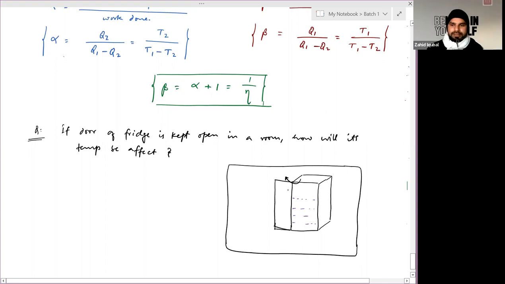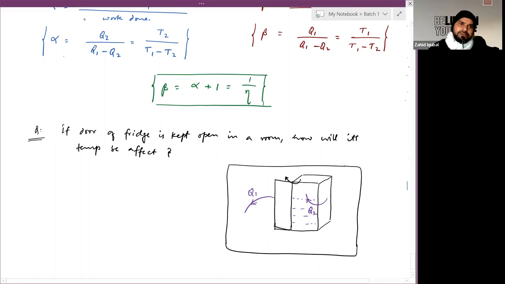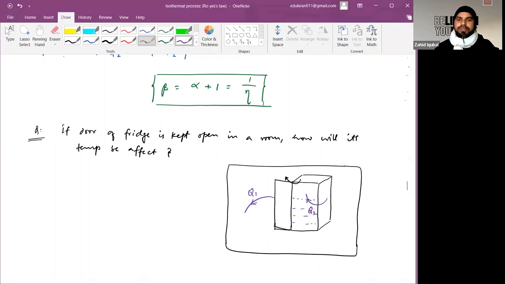If you open the door of this particular fridge, this cabin and this entire room will act as a common system. So it will absorb Q2 amount of heat from the surrounding, and by adding work from the compressor, it will eject a larger amount of heat into the same room. So in each cycle, the work done by the compressor will increase the temperature of the room. Hence, the temperature of the room will gradually increase.